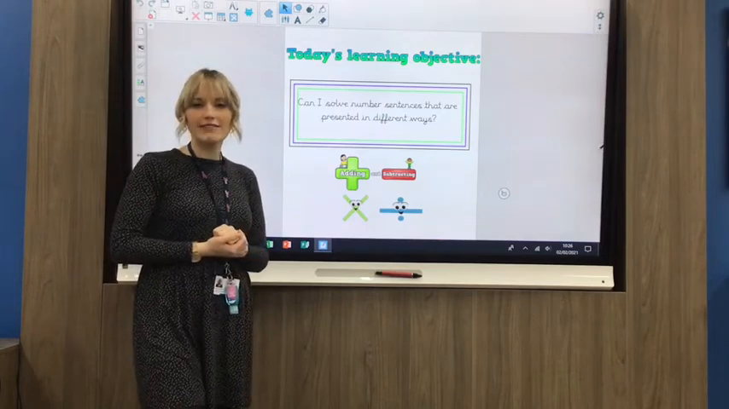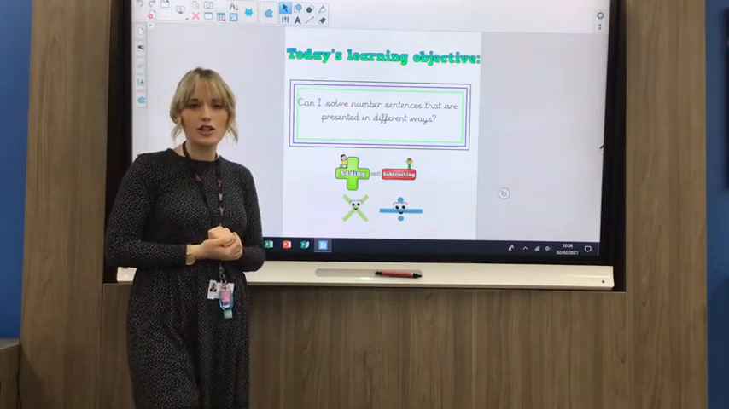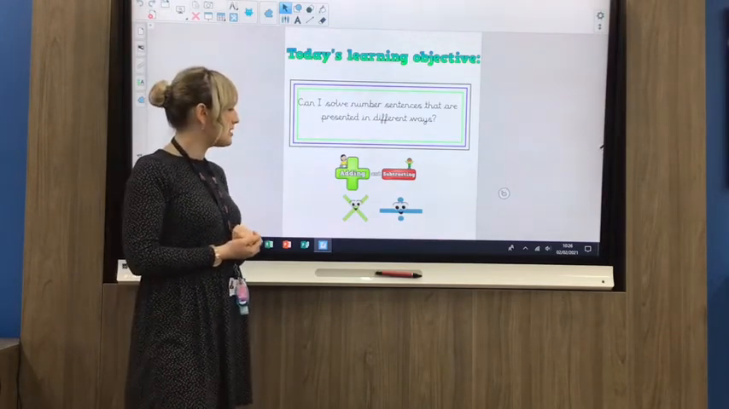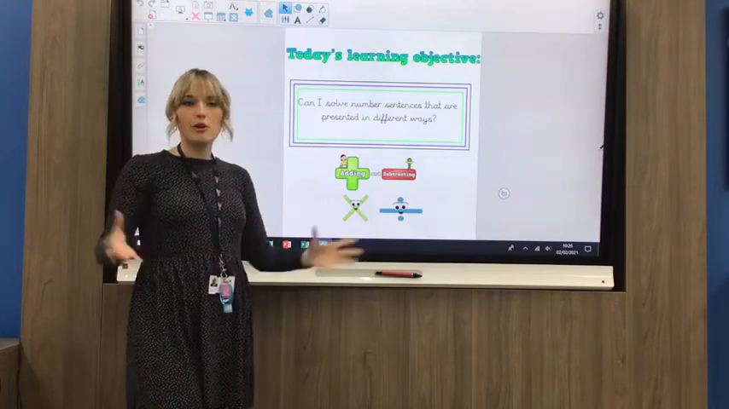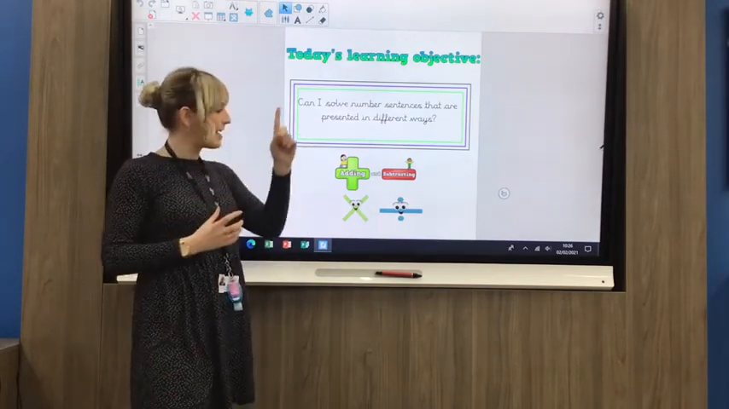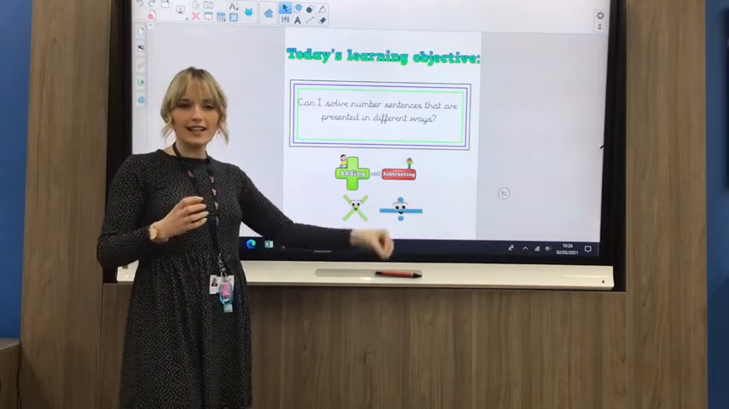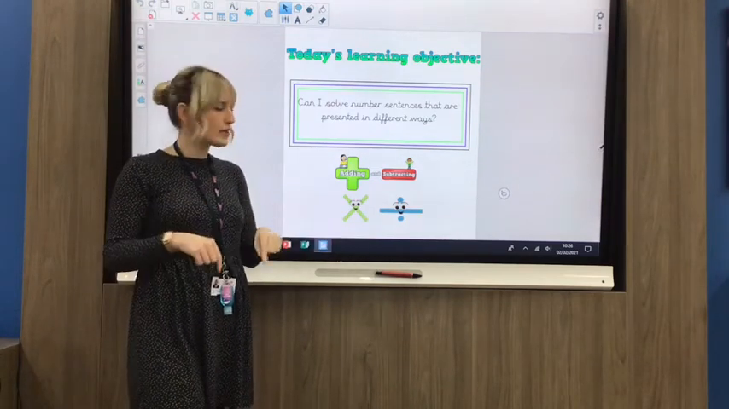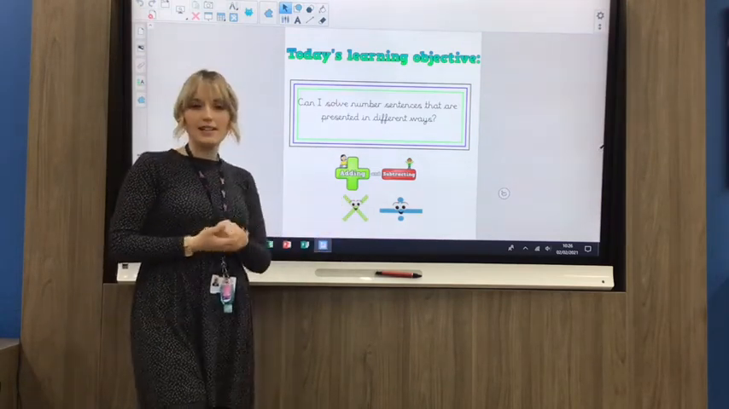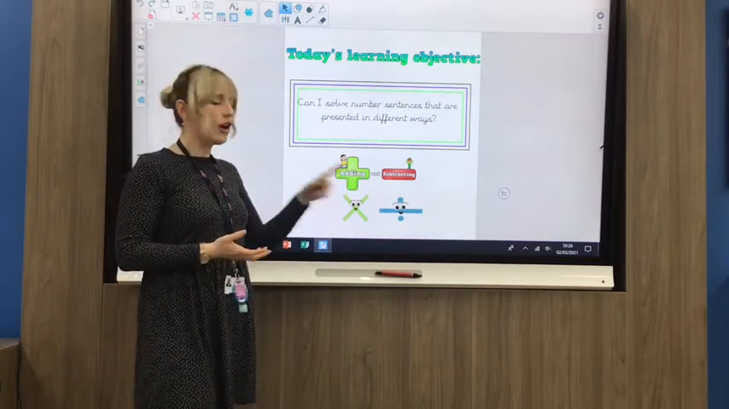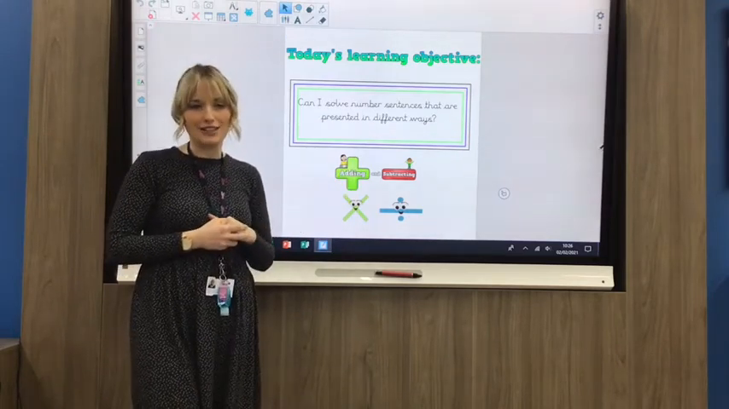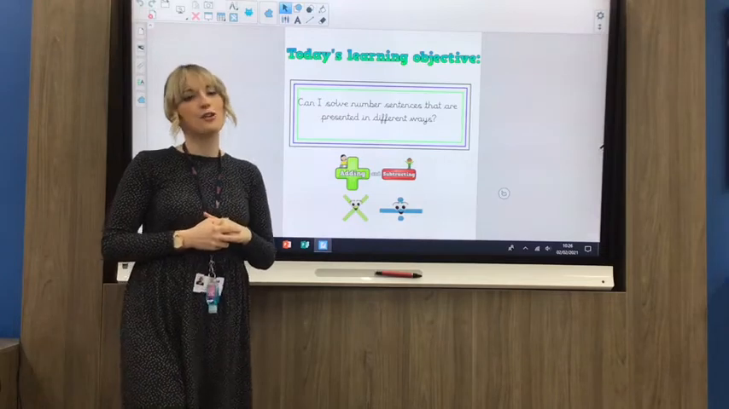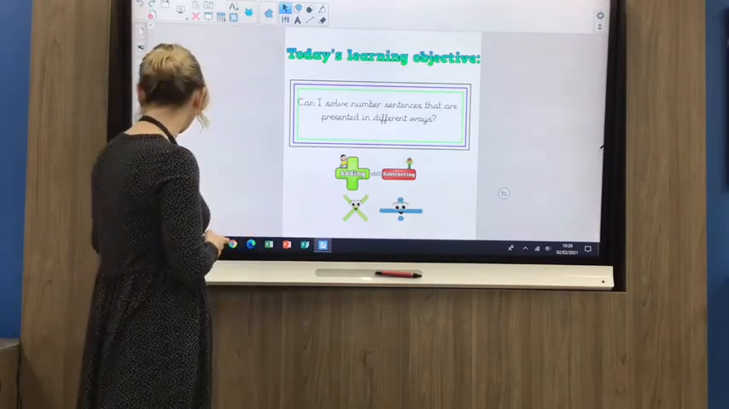So we really need to look at each question and work out what we're doing. Are we adding and putting numbers together to make them bigger? Are we subtracting and taking away to make numbers smaller? Are we timesing, so doing lots of? Or are we dividing and sharing? So really paying attention to the operation we're completing.